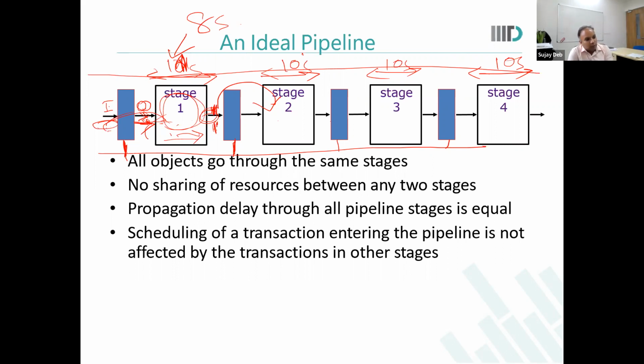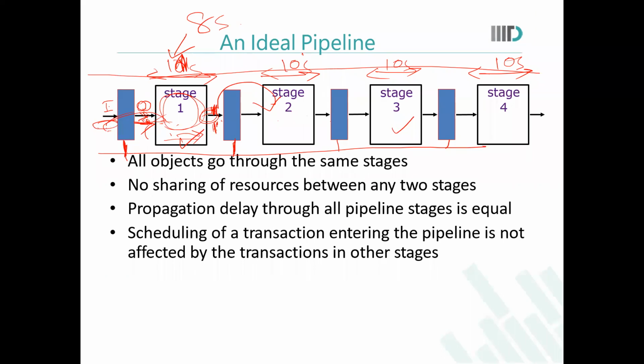And so these are the characteristics of your ideal pipeline. Scheduling of a transaction entering the pipeline is not affected by the transaction in other stages. So basically, whatever is happening here has no impact on this. And every time this gate opens, data from one stage will move to the next stage, and this will be happening for all the stages.